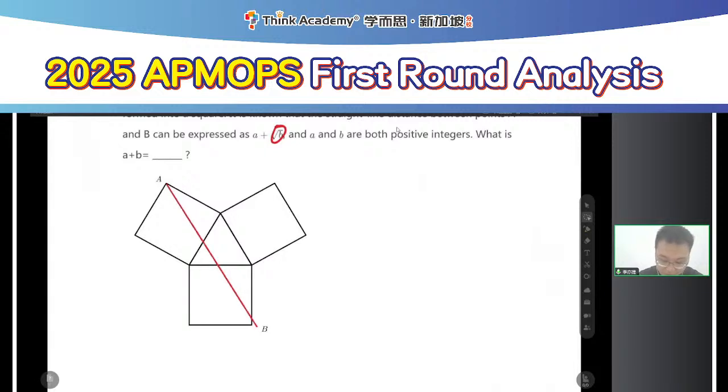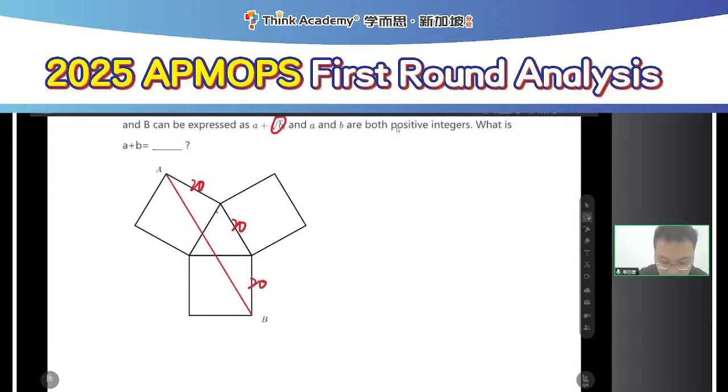Never mind. So now we want to find the length of AB. How to do this? We know this is 20, this is 20, this is 20. Also we know this is 60 degrees, 90 degrees. So this angle is 150, so this angle is 30 degrees and 30 degrees. We see the 30 degrees, we want to find the length of AB. We can just draw the perpendicular lines here and here.